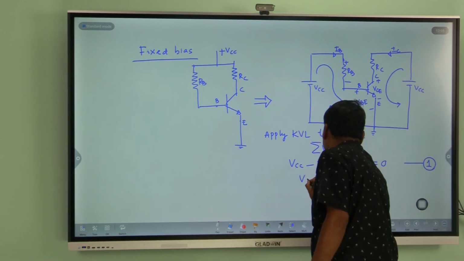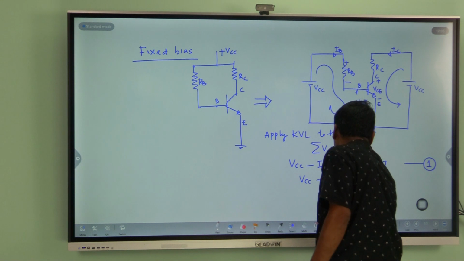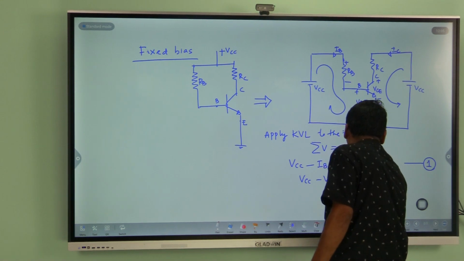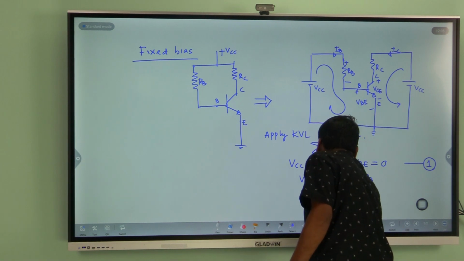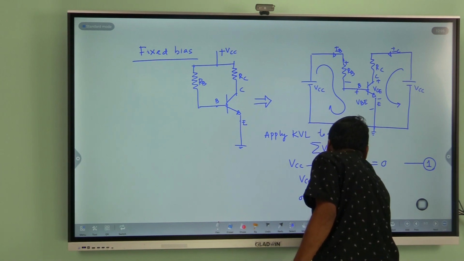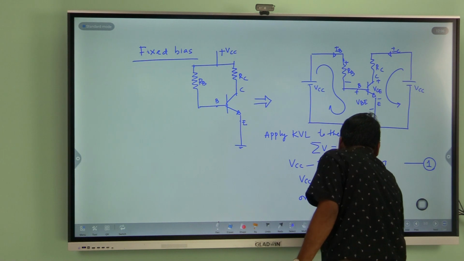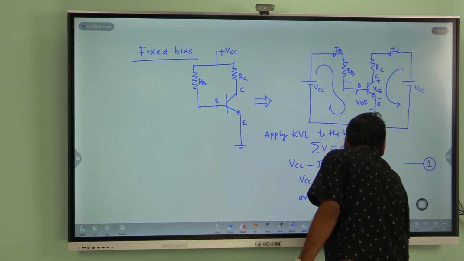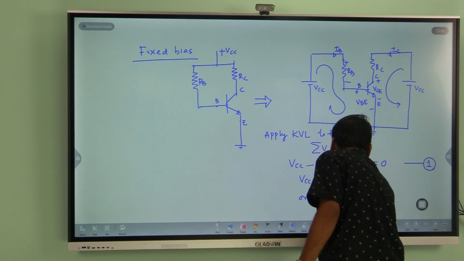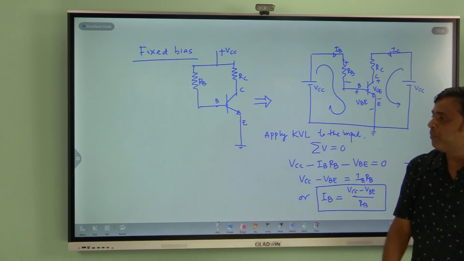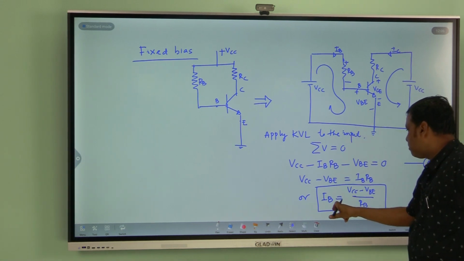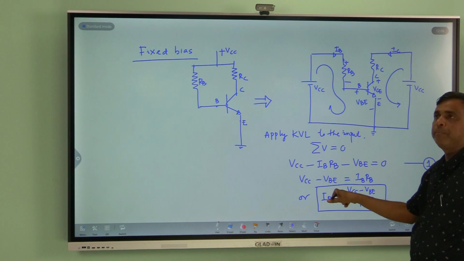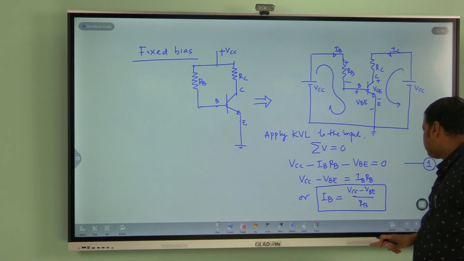So, this is your VCC minus VBE equal to IB RB, or IB equal to how much? VCC minus VBE divided by RB. This is the expression for the base current in fixed bias configuration. If you apply the KVL to the input loop, you will get the input current, your base current IB, and the value will be VCC minus VBE by RB.